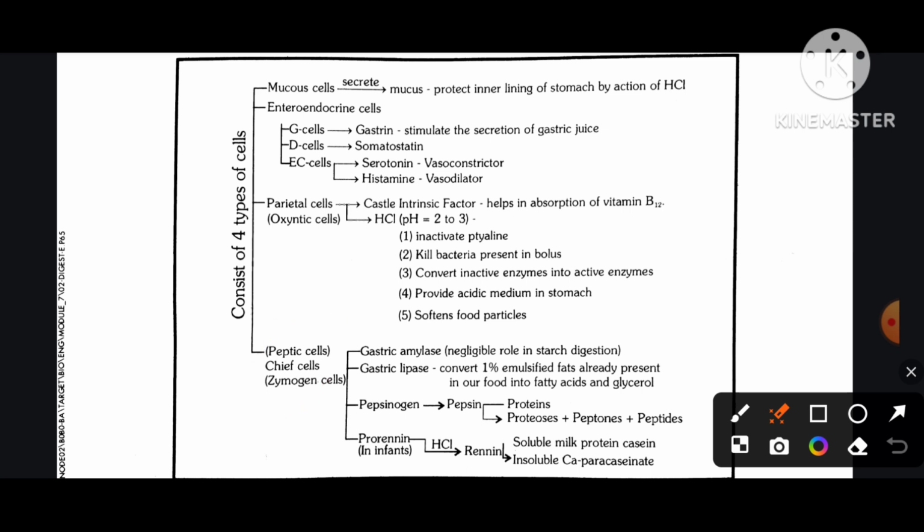Peptic cells, chief cells or zymogen cells. Gastric amylase has a negligible role in starch digestion. Gastric lipase converts 1% of emulsified fats already present in our body into fatty acids and glycerol. Pepsinogen and pepsin act on proteins, giving proteoses plus peptones plus peptides. Prorenin in infants, with HCl, becomes renin. Soluble milk protein casein is converted to insoluble calcium paracaseinate.